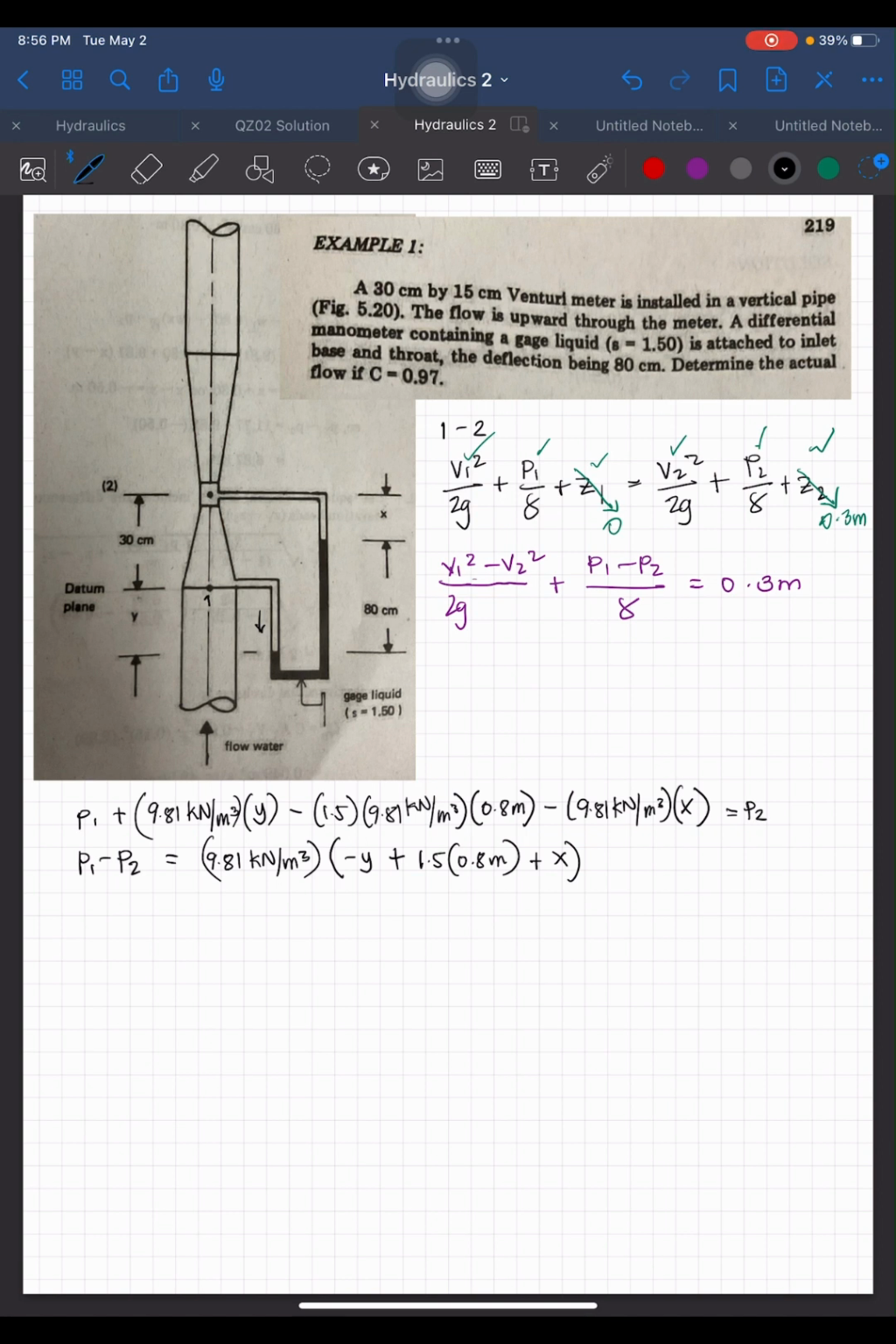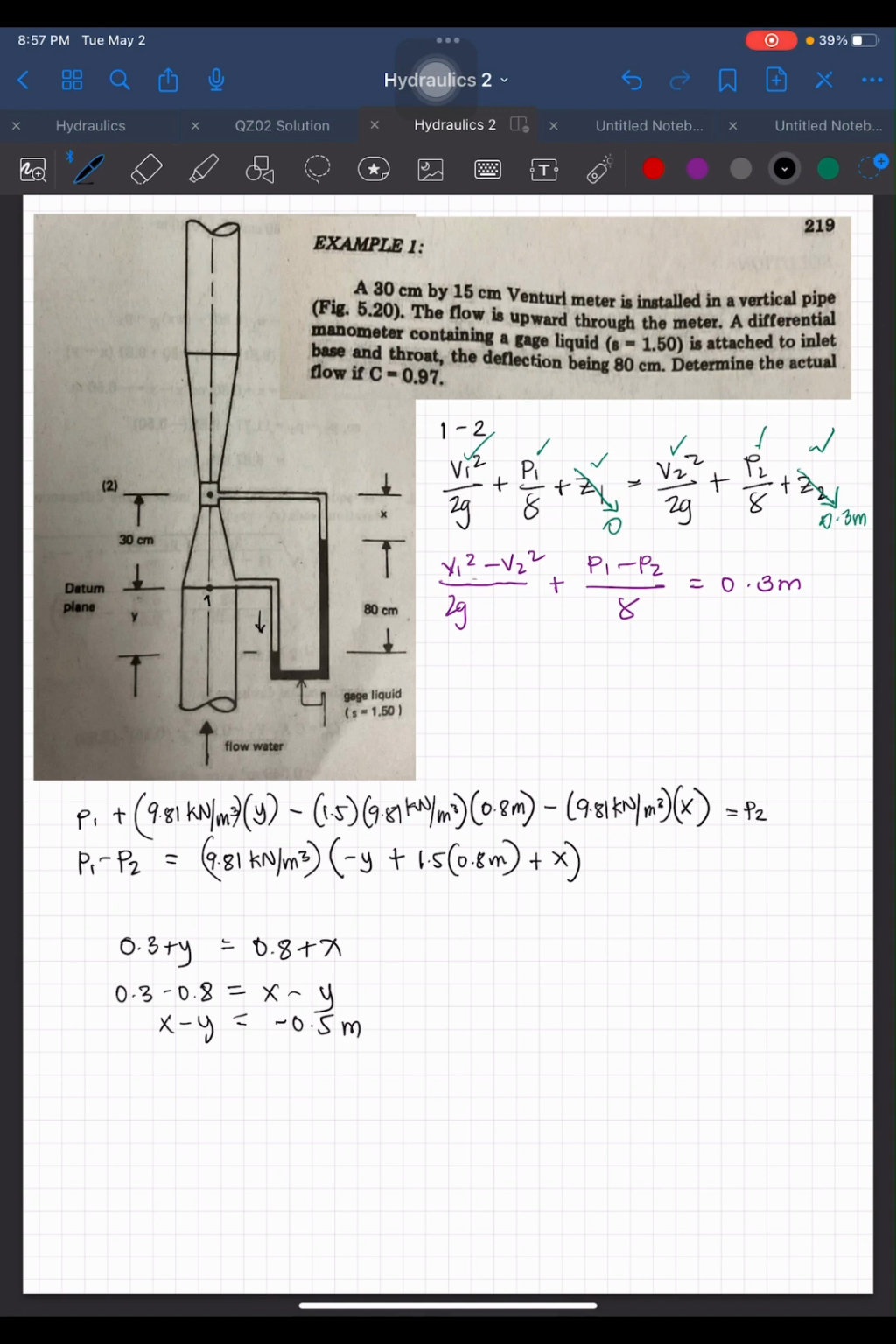So, analyze natin ngayon yung Y tsaka X. We know that 0.3 plus Y is equal to 0.8 plus X. So if we have X minus Y, we will have 0.3 minus 0.8, which is then X minus Y is equal to negative 0.5 meters.